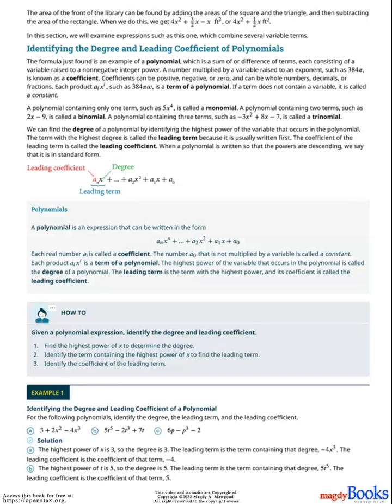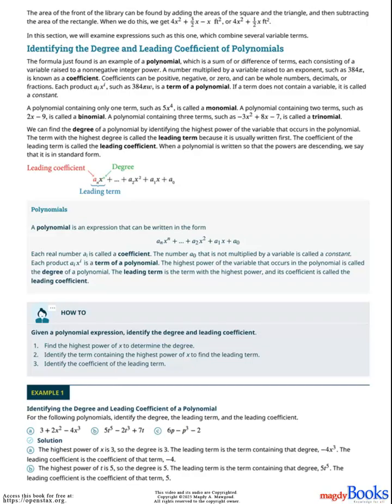Each product is a term of a polynomial. The highest power of the variable that occurs in the polynomial is called the degree of a polynomial. The leading term is the term with the highest power, and its coefficient is called the leading coefficient. How to: Given a polynomial expression, identify the degree and leading coefficient.